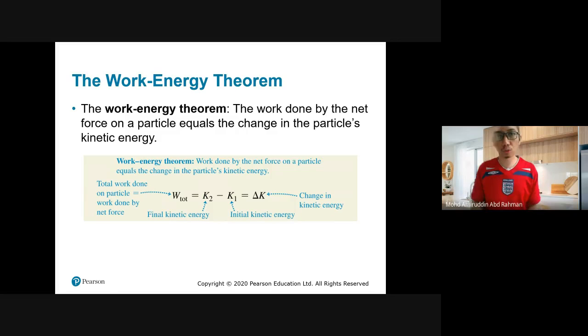All right, so let's look at the theorem. We have the work-energy theorem. The work done by the net force on a particle equals the change in the particle's kinetic energy. For example, we have W total equals the final kinetic energy, K2, minus K1, the initial kinetic energy, and delta K is the change in the kinetic energy.